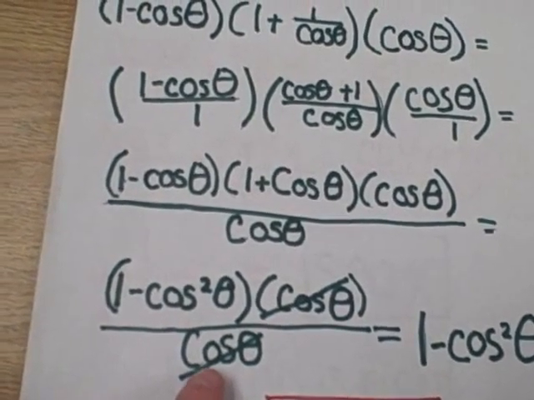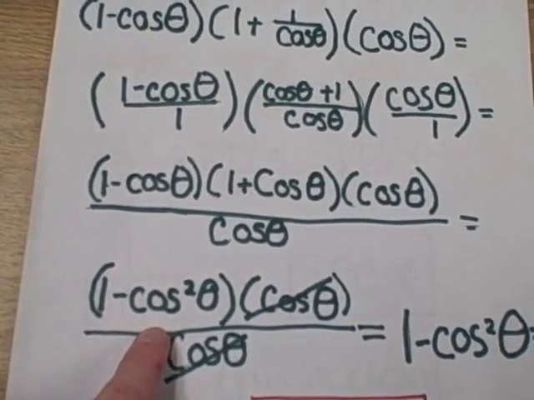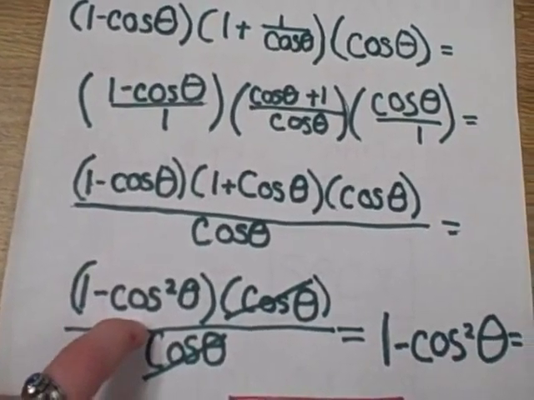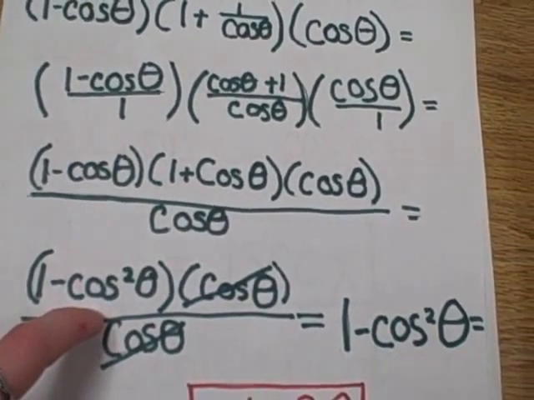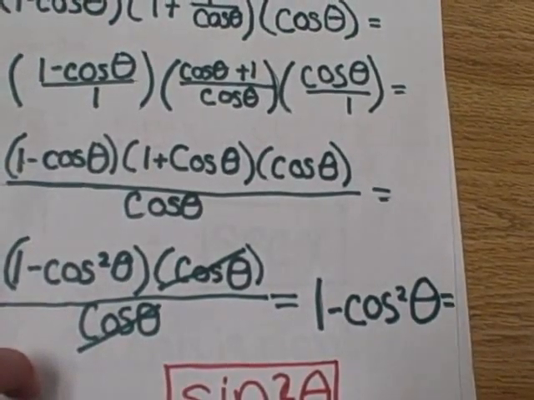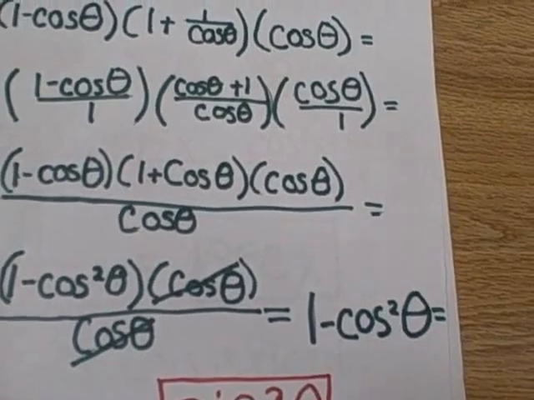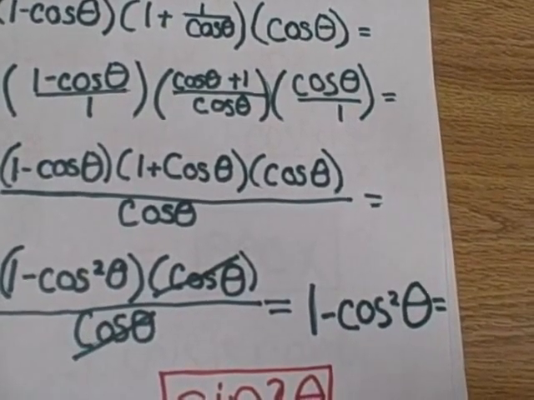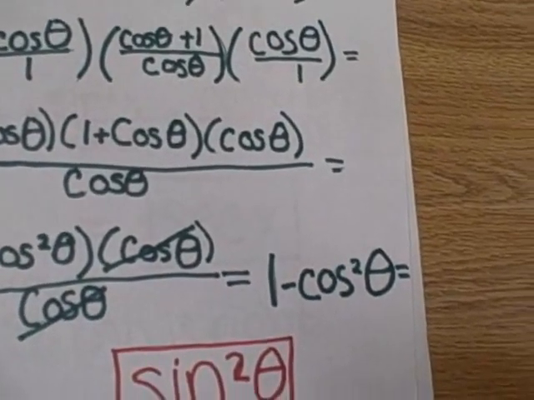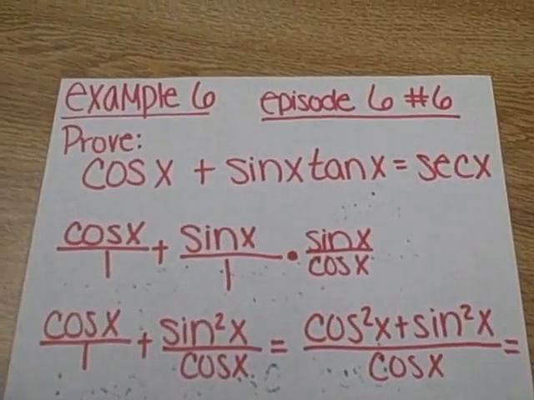You can also combine 1 minus cosine theta and 1 plus cosine theta. So you have 1 minus cosine squared theta. When you rearrange one of the Pythagorean identities, you can rename 1 minus cosine squared theta to sine squared theta.